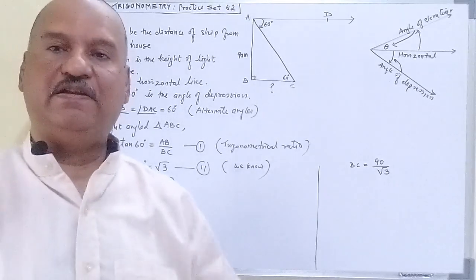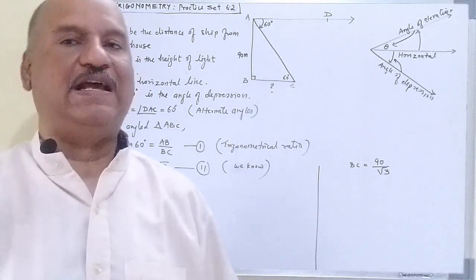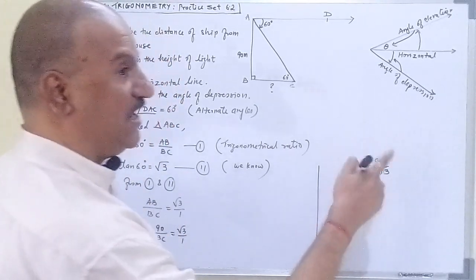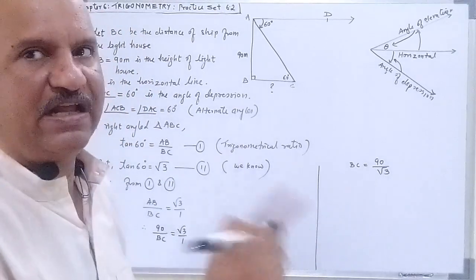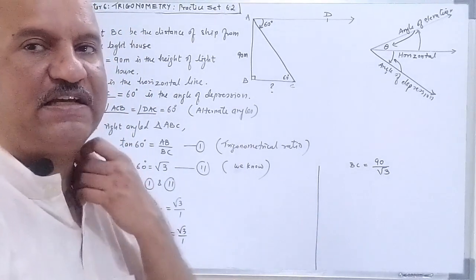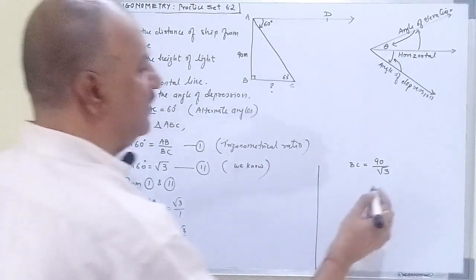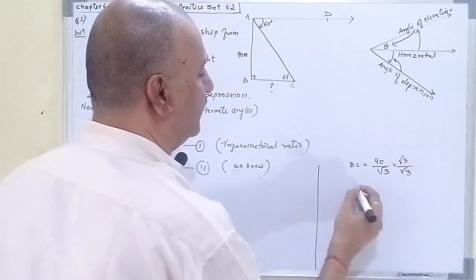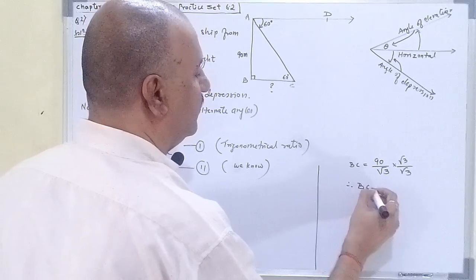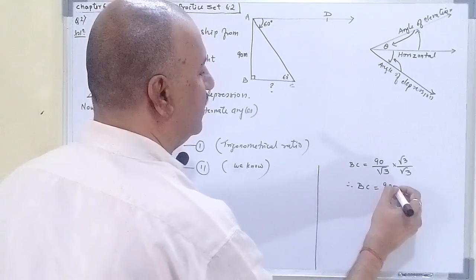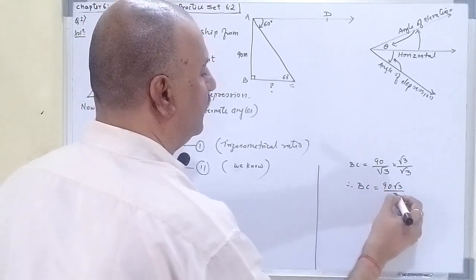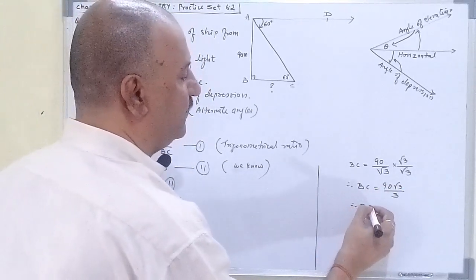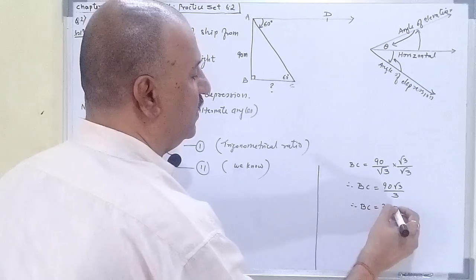Now we are studying in 9th standard rationalizing the denominator. √3 is an irrational number, we have to rationalize it. √3 is irrational. How can we rationalize √3? Multiply and divide by √3. Multiply and divide by √3. So BC will be 90 √3 upon 3. Divide 3 ones are 3 and 3 threes are 9.